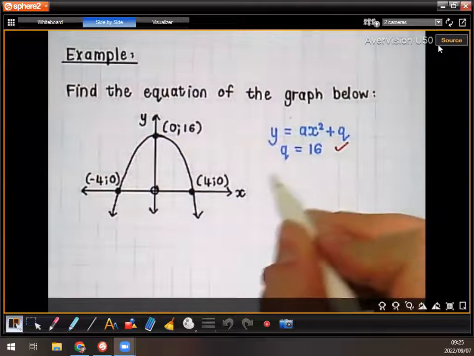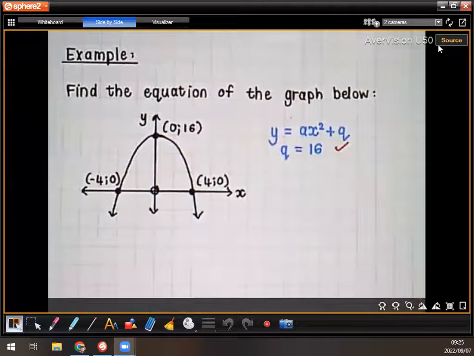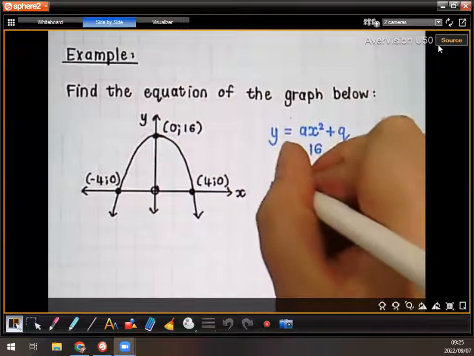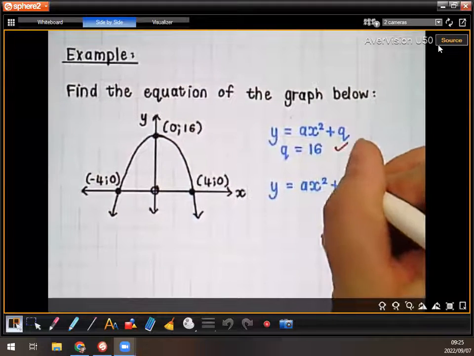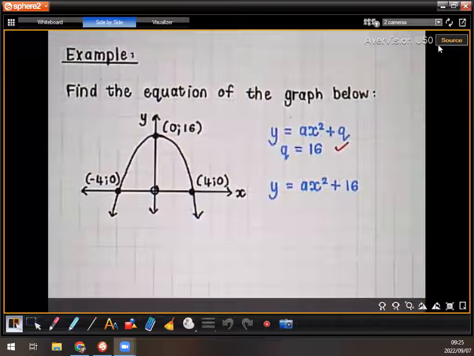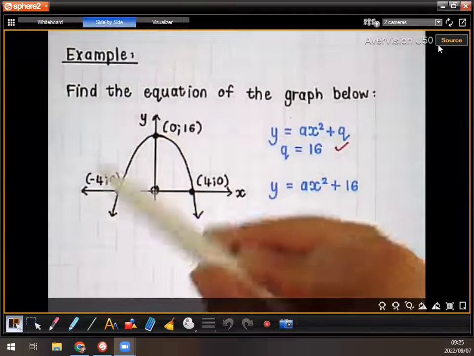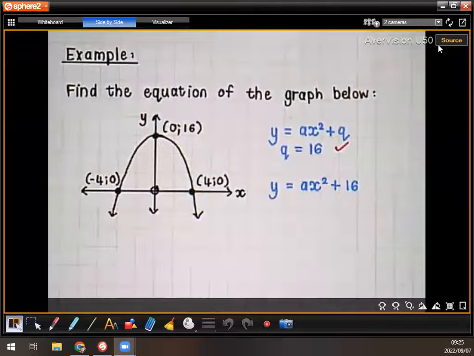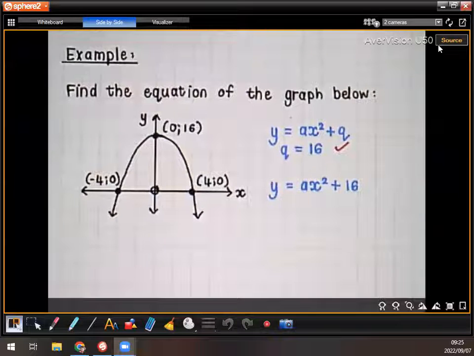Firstly, what I want us to do is to just rewrite this equation and now to put 16 in its place. All right, so we're going to have y equals ax squared plus 16. And do we notice that a is going to have to be a negative number, right? Because it is a downward facing parabola. So we know that when we are solving for a, if we're not getting a negative number, we've done something wrong. Okay, we can tell that immediately. A must be negative.